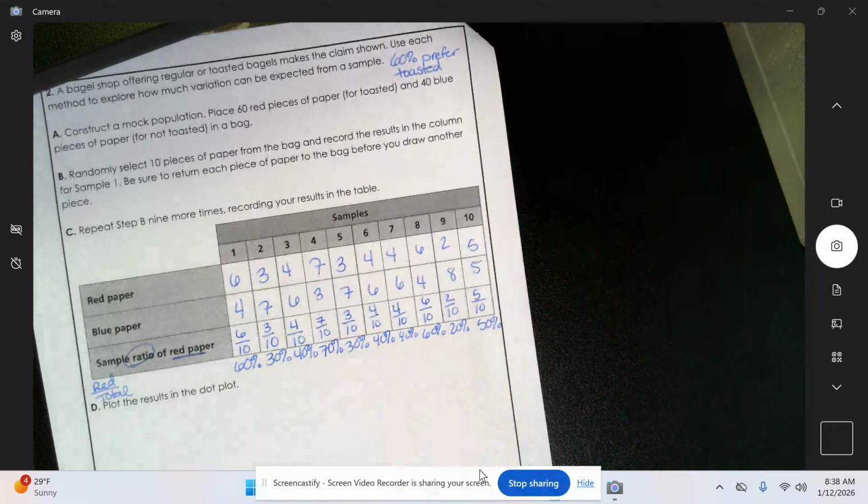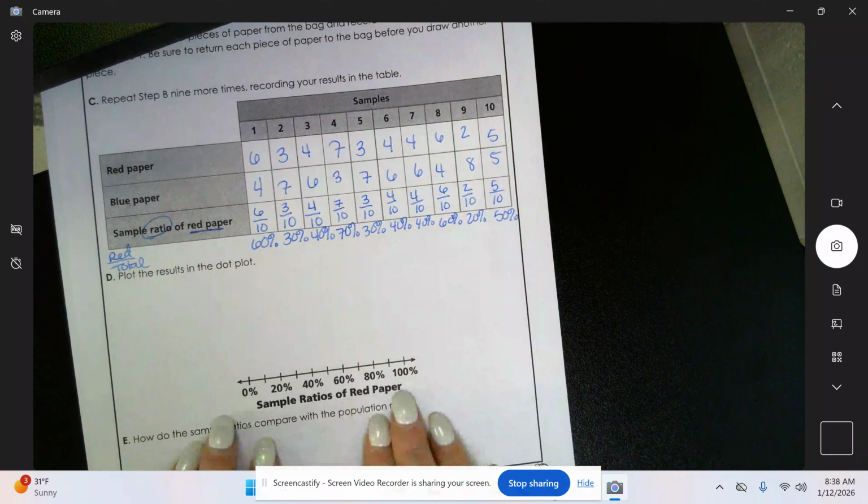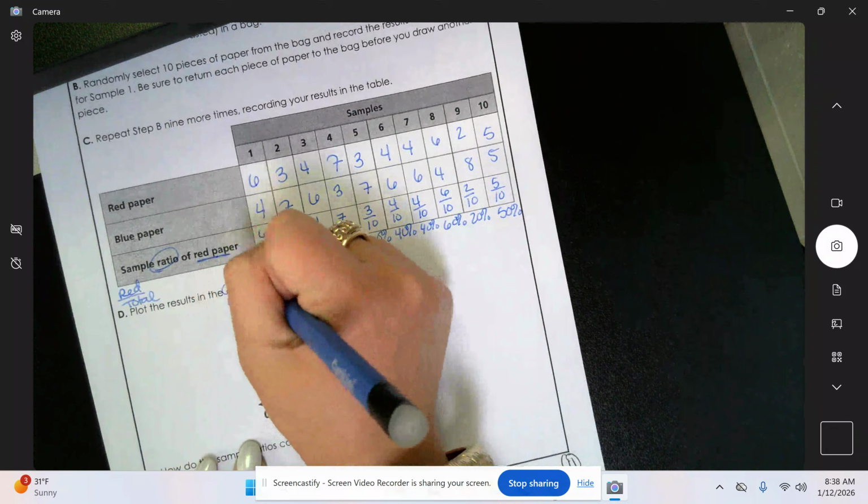Does everybody understand how we got as a fraction and how we changed it to the percent? Okay, because that's what you're going to have to do on your homework twice tonight. Can you do that? So now we're going to take this information and plot it on a dot plot. These lovely things called dot plots.